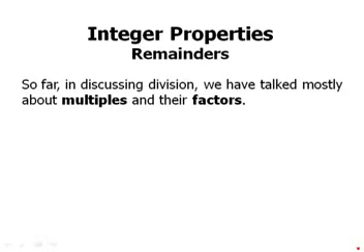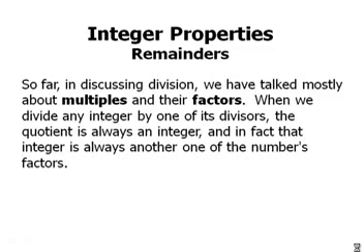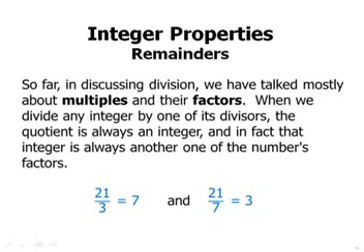Remainders. This is an important topic. So far in discussing division, we have talked mostly about multiples and their factors. When we divide any integer by one of its divisors, that quotient is always an integer, and in fact that integer is always another one of the number's factors. So for example, 21 divided by 3 is 7. Well, 7 of course is a factor of 21. In fact, this is related to the fact that 21 divided by 7 equals 3. Both of them are connected to the fact that the product of 3 and 7 is 21. Those are both factors of 21.